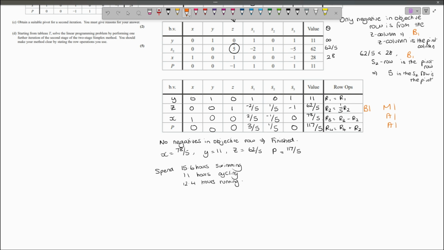And last but not least, an accuracy mark for a correct allocation of training times. And this must be in context. So if you just say x is equal to 78 fifths, y is equal to 11, and z is equal to 62 fifths, you would not get this final accuracy mark. But it's a really important thing in decision maths, giving all your answers in context. So we've managed to make it through this 18 mark question in a full 18 minutes. So we've actually beat the 1.2 minutes per mark and marked it.